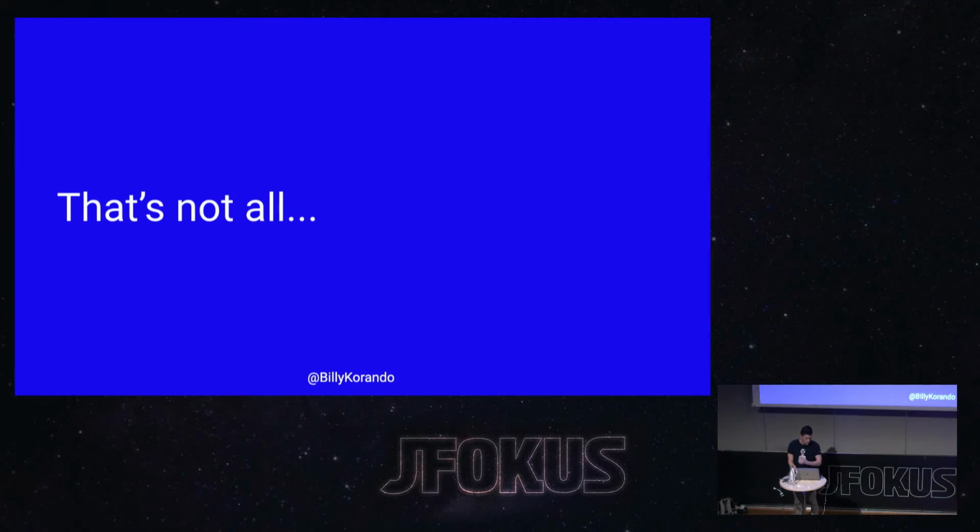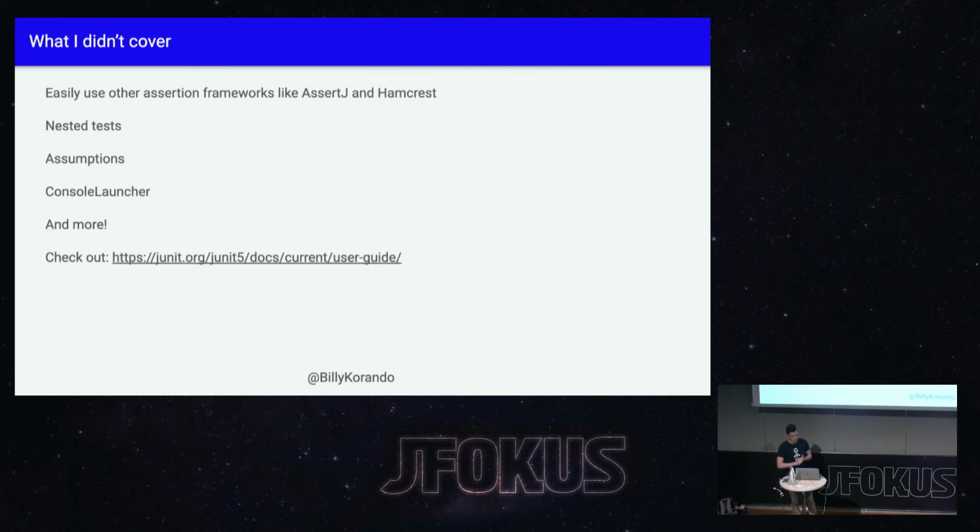But that's not all. We covered a lot pretty quickly here in JUnit 5, but there's still a good amount more. If you're using an assertion framework like AssertJ or Hamcrest, you can continue using that in JUnit 5 without any issue whatsoever; it works perfectly fine. There's also things like nested tests, assumptions, console launcher. They're continuing to add even more in the newer versions of JUnit 5.